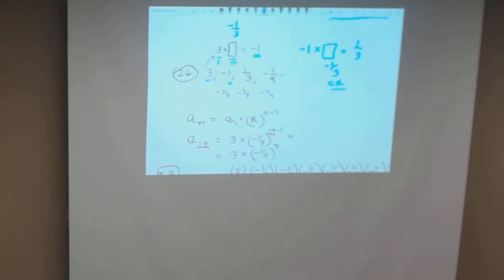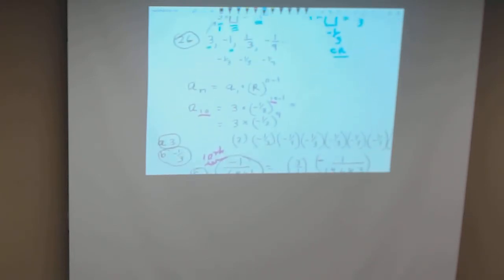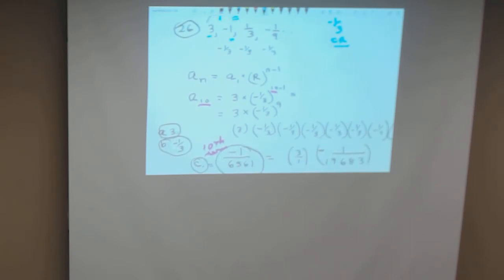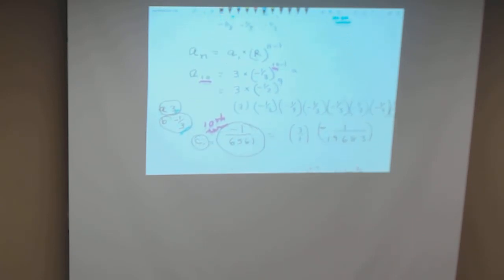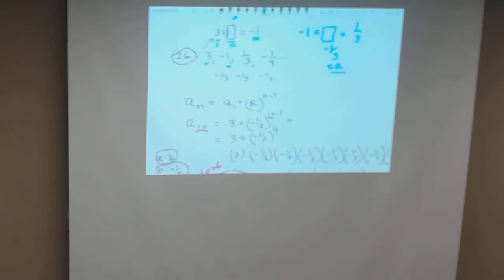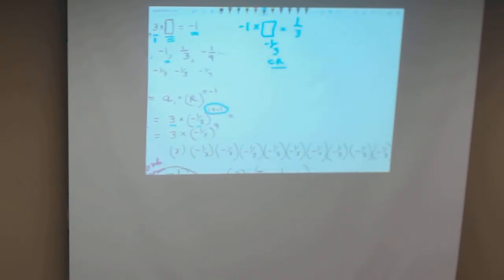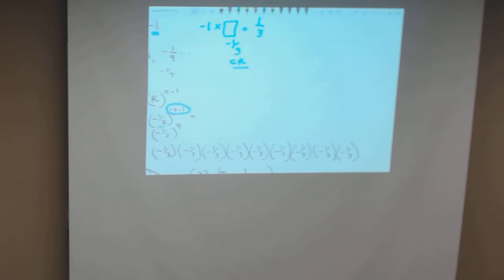So what's my common ratio? -1/3. Where'd it go? Didn't put it in here? Oh, here. A is 3, B is negative 1/3, and C is the 10th term. And how do I get that? A sub 10 is the first term times the common ratio to the 10 minus 1 power. That's to the 9th. So what's negative 1/3 to the 9th? What's it going to end up being?